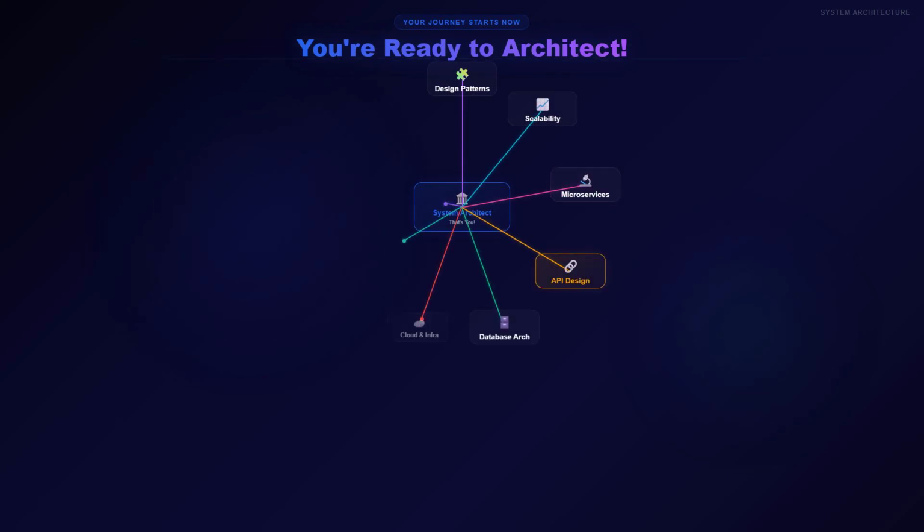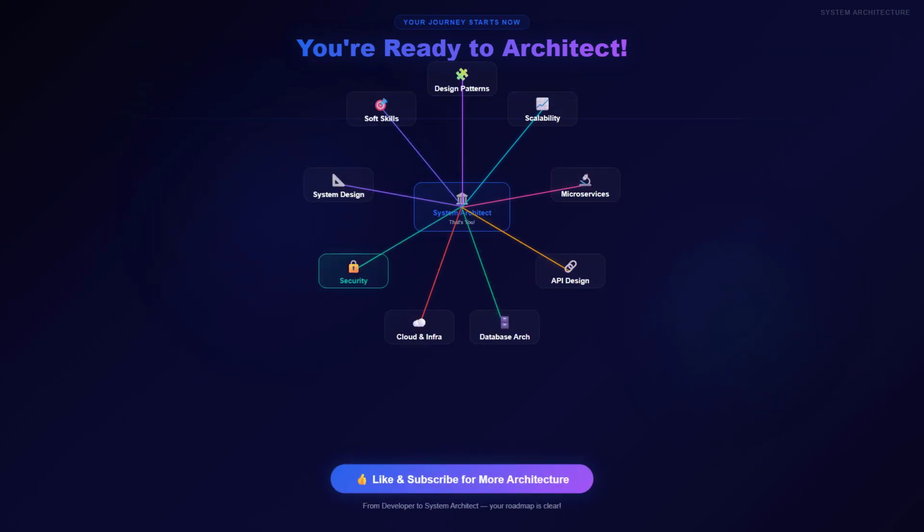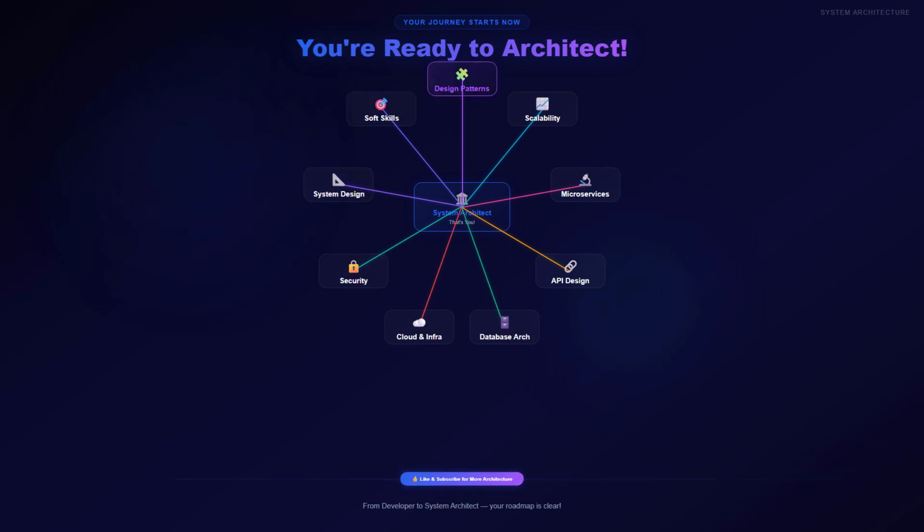Congratulations! You now have a complete roadmap for transitioning from developer to system architect. Let's recap the key skills you need to master. Design patterns and solid principles form your foundation. Scalability, microservices, and API design help you build distributed systems. Database architecture and cloud infrastructure are your building blocks. Security and system design methodology tie it all together. And soft skills are your secret weapon.